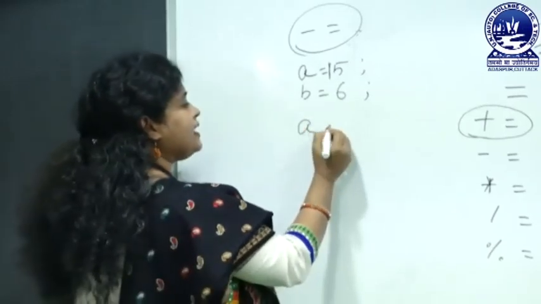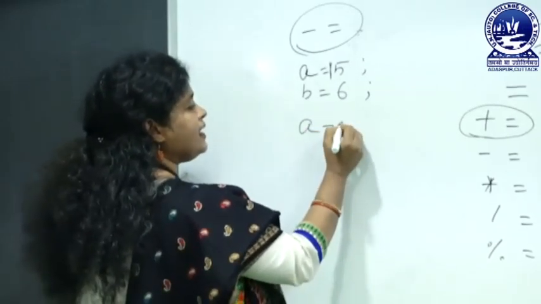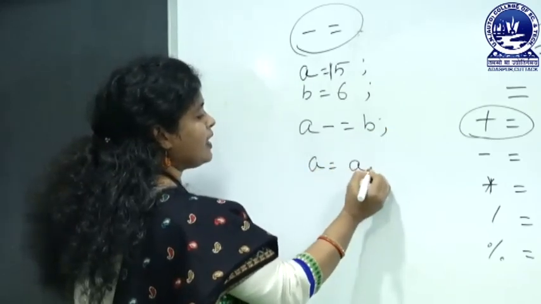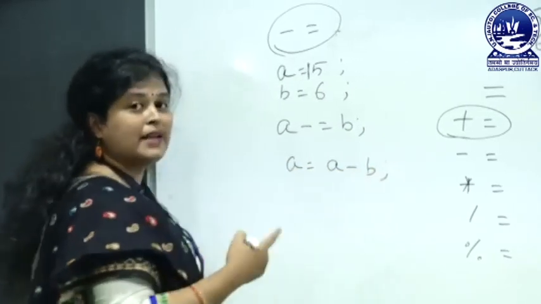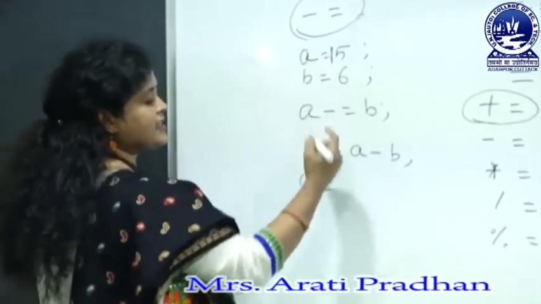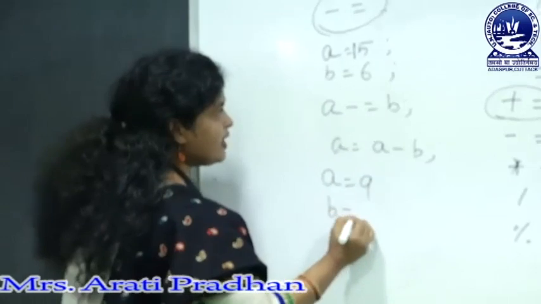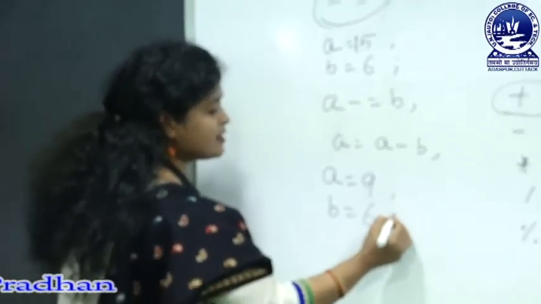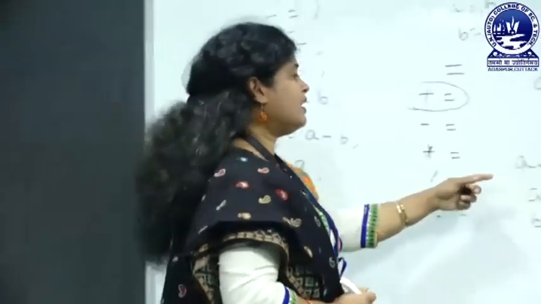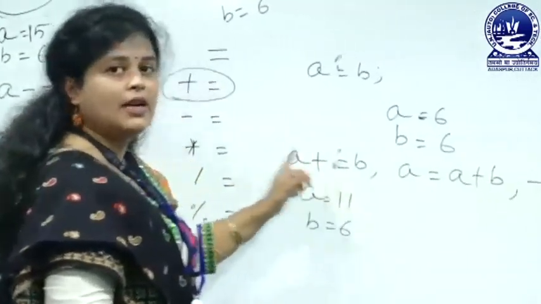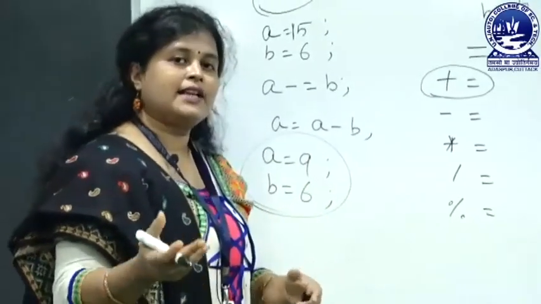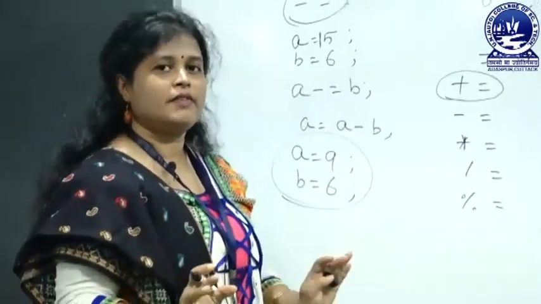Suppose here we are writing a minus equal to b. It means that a equal to a minus b. It means that now the a value will be 15 minus 6, 9, and b value will be as usual 6. It is the output. I think all of you are clear on this plus equal to and minus equal to. Later we will write a program and you will execute the program, so that you will be very clear.